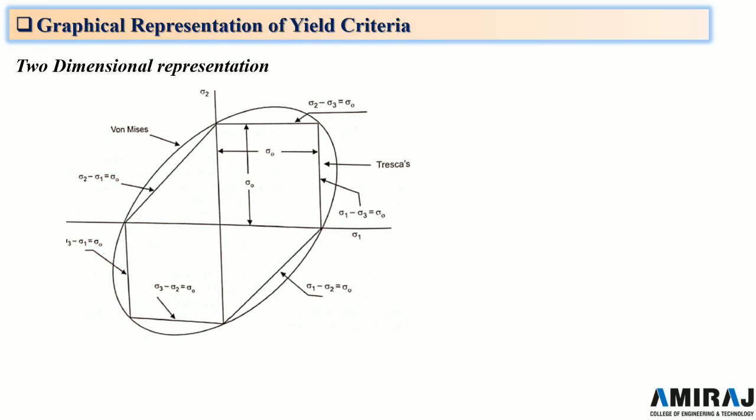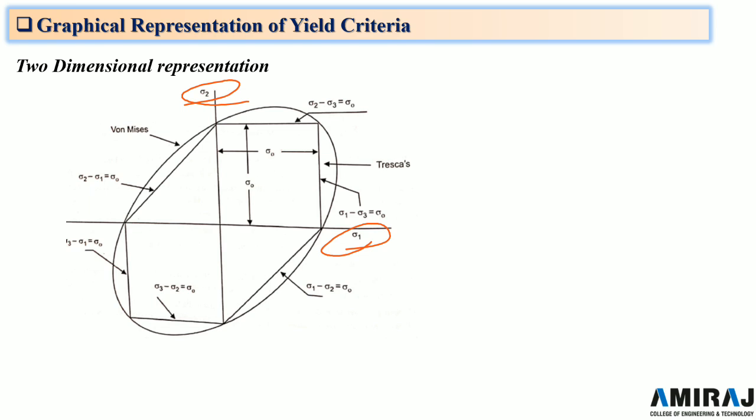The two-dimensional representations of the two yield criteria are shown in this figure. The von Mises hypothesis is shown by an elongated ellipse, while Tresca's hypothesis is represented by an elongated hexagon. Here sigma 3 has been taken as 0. The figure represents the two stresses here, sigma 1 and sigma 2, with sigma 3 taken as 0.